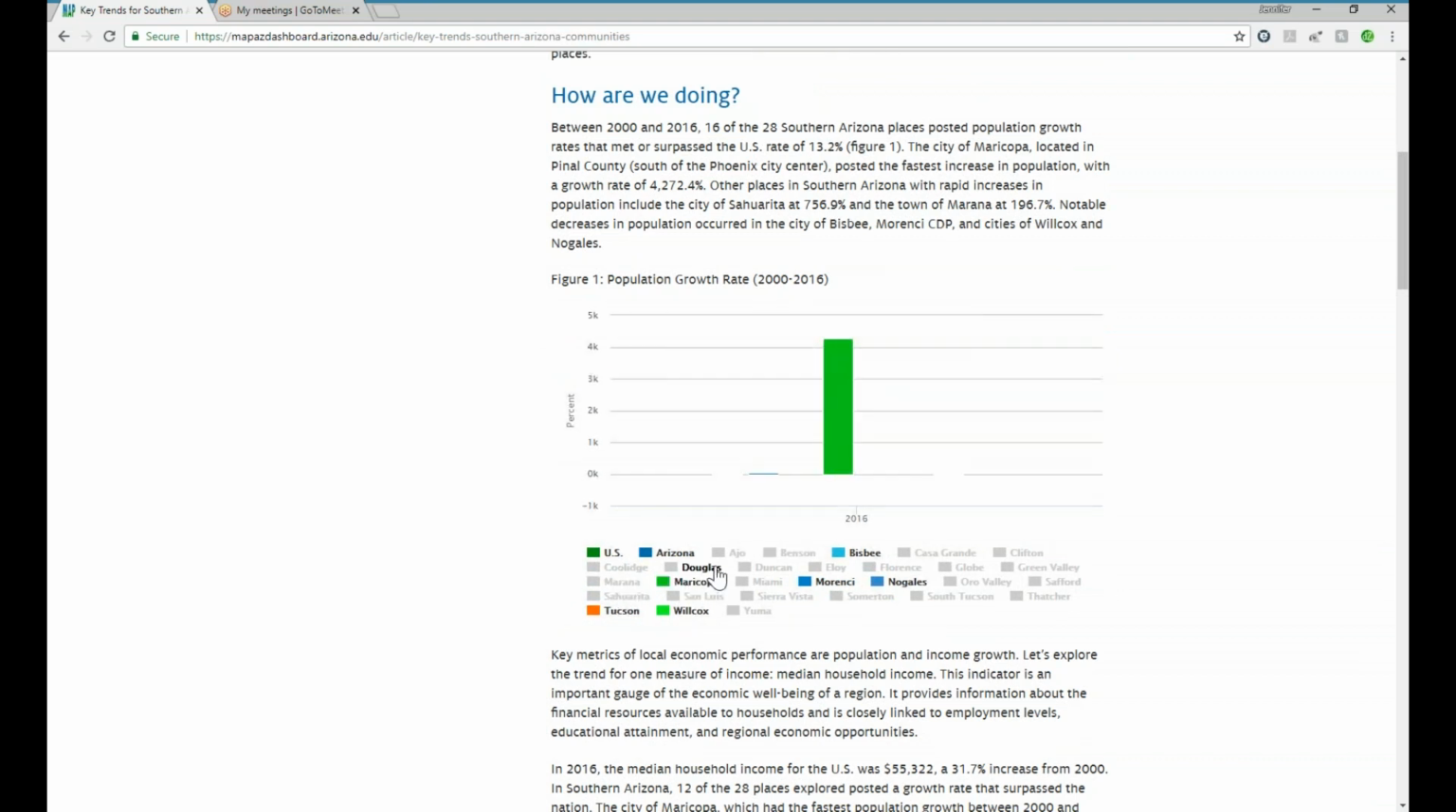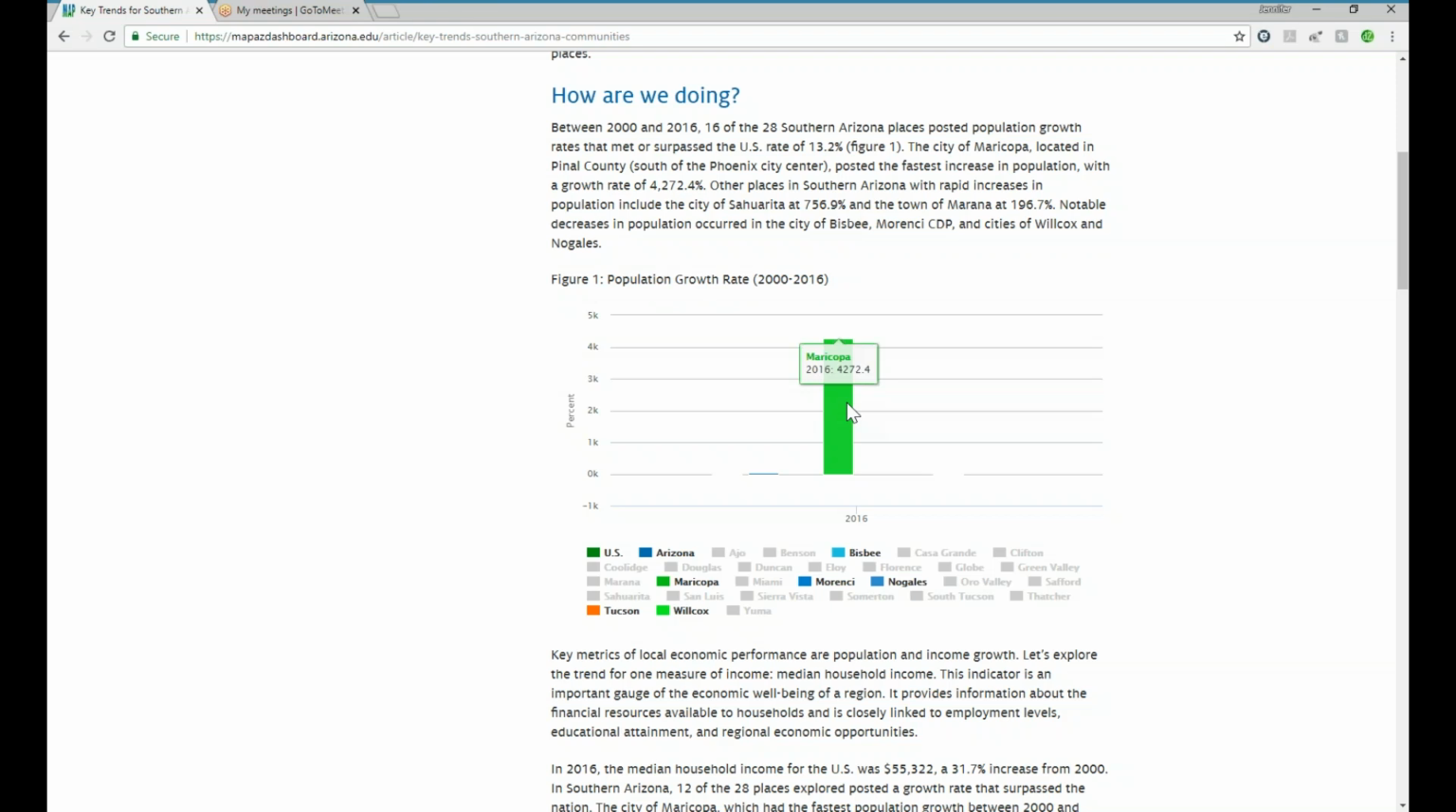I'm going to click off a couple of these. The city of Maricopa had the largest population increase between 2000 and 2016, at 4,272%. Maricopa's population increase is so large that if we click on it, it basically swamps all of the other communities in Southern Arizona. For those of you who aren't familiar with the city of Maricopa, it resides in Pinal County, just south of Maricopa County, just south of the city of Phoenix and Chandler. It's very easy to get to Phoenix or to Chandler from the city of Maricopa. Likewise, it's easy to also get to Casa Grande.